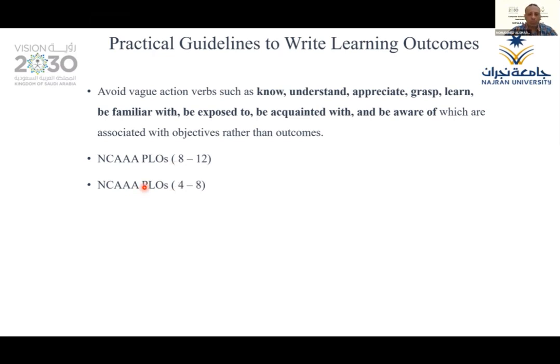This is CLO, not PLO. The acceptable level is between 4 to 8. Some people say 5 to 8. They are moving to 4 to 7. So this is the acceptable level. We cannot accept 3 or 10 or 12.